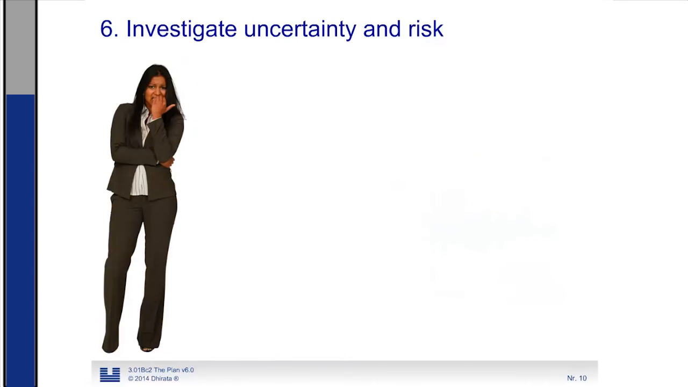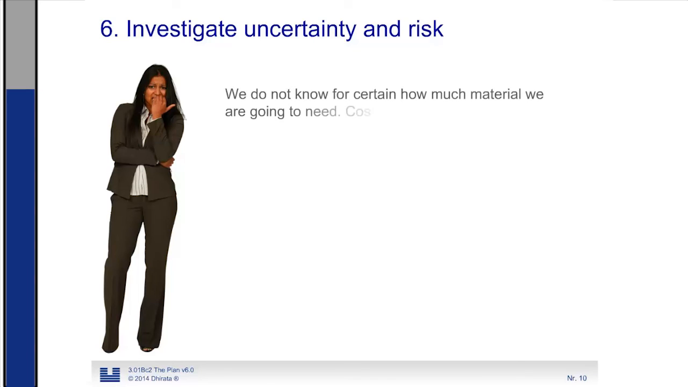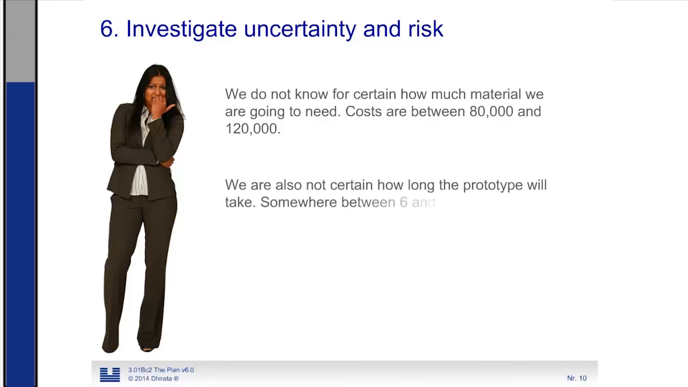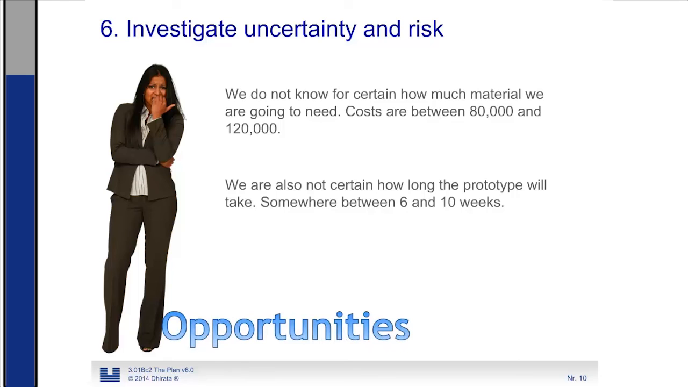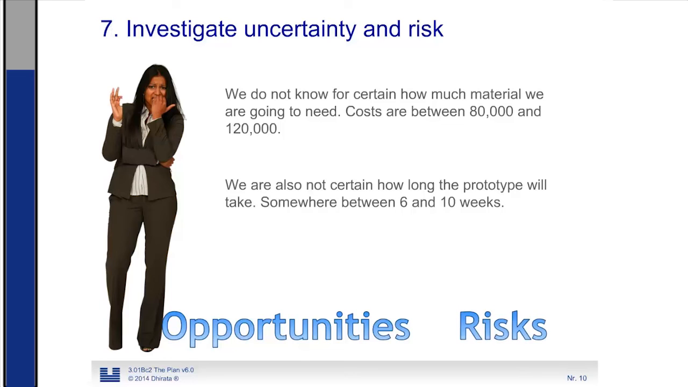A project is not a routine matter, so there are always uncertainties and risks. We do not know for certain how much material we are going to need. The costs are somewhere between 80,000 and 120,000. We are also not certain how long the prototype will take, somewhere between 6 and 10 weeks. So there is the optimistic and there is the pessimistic. We have in a project opportunities and we have risks that we are encountering and that we need to manage.